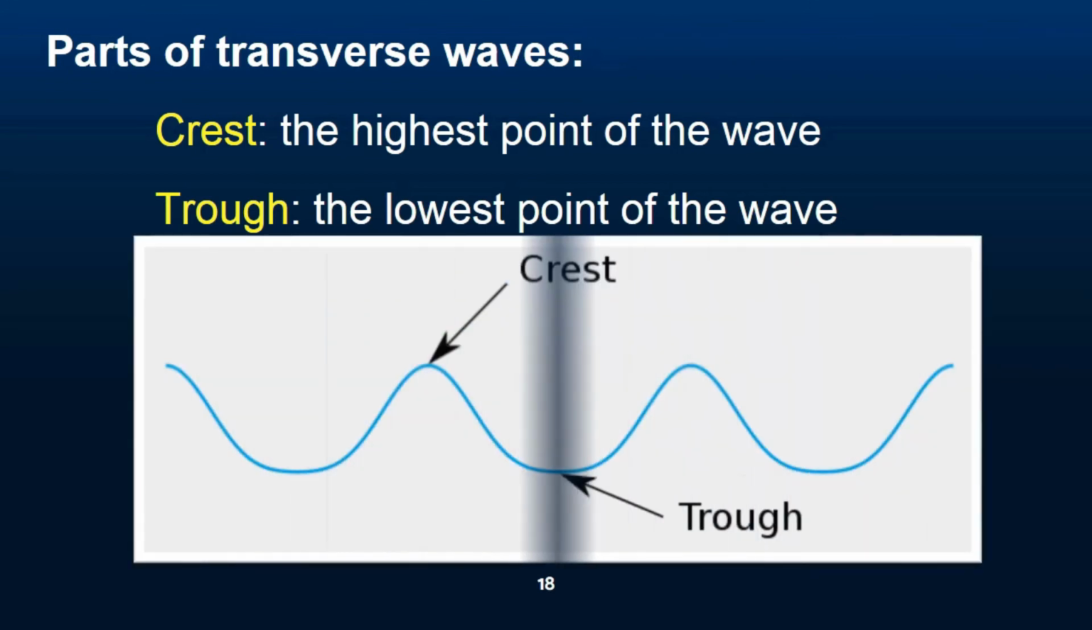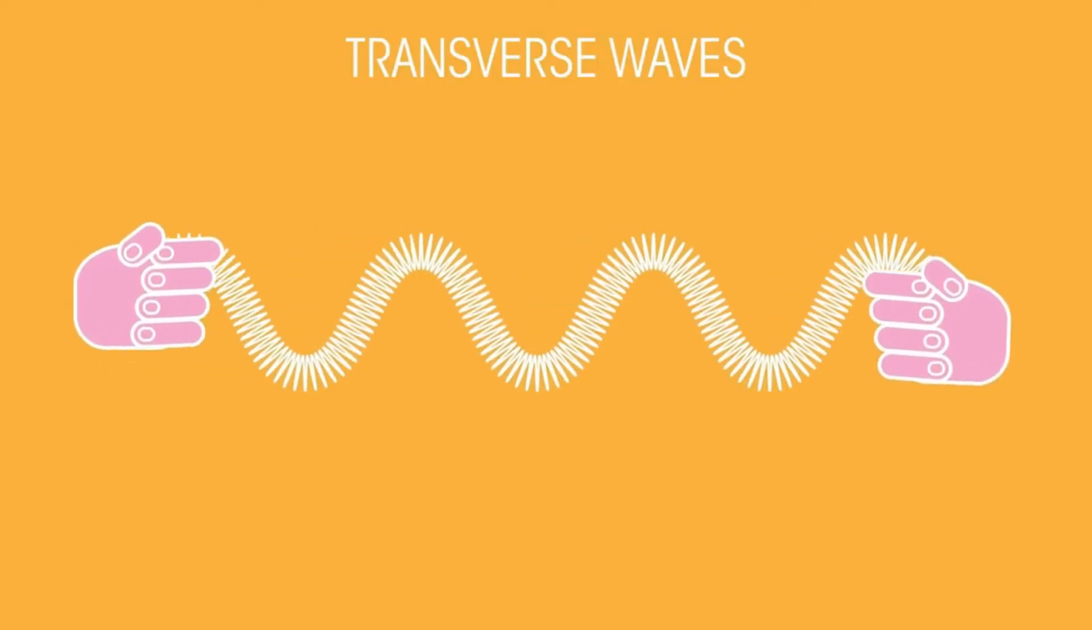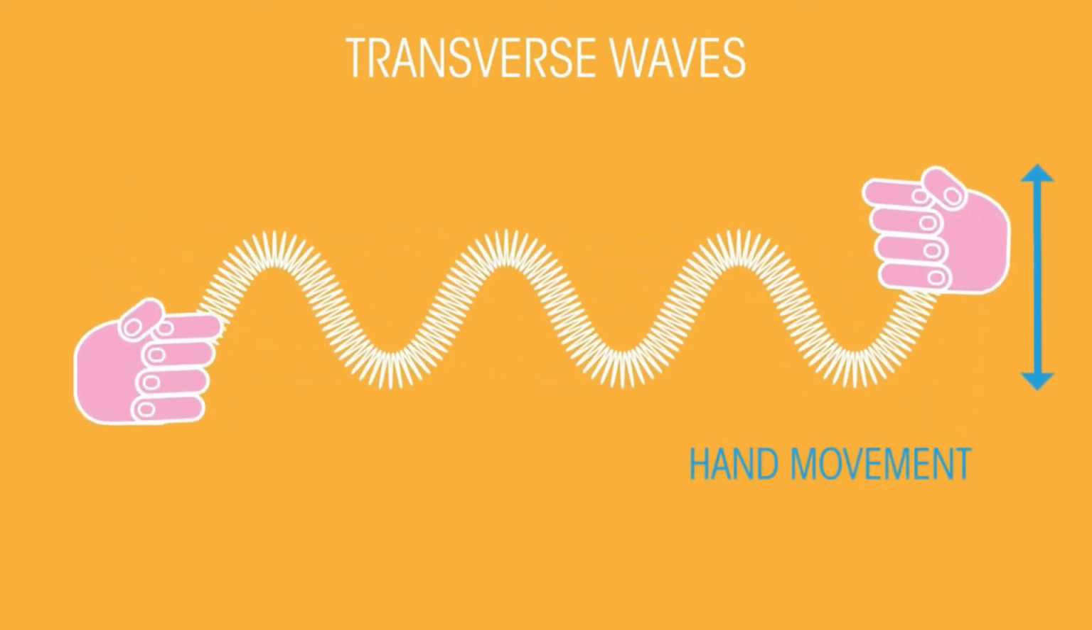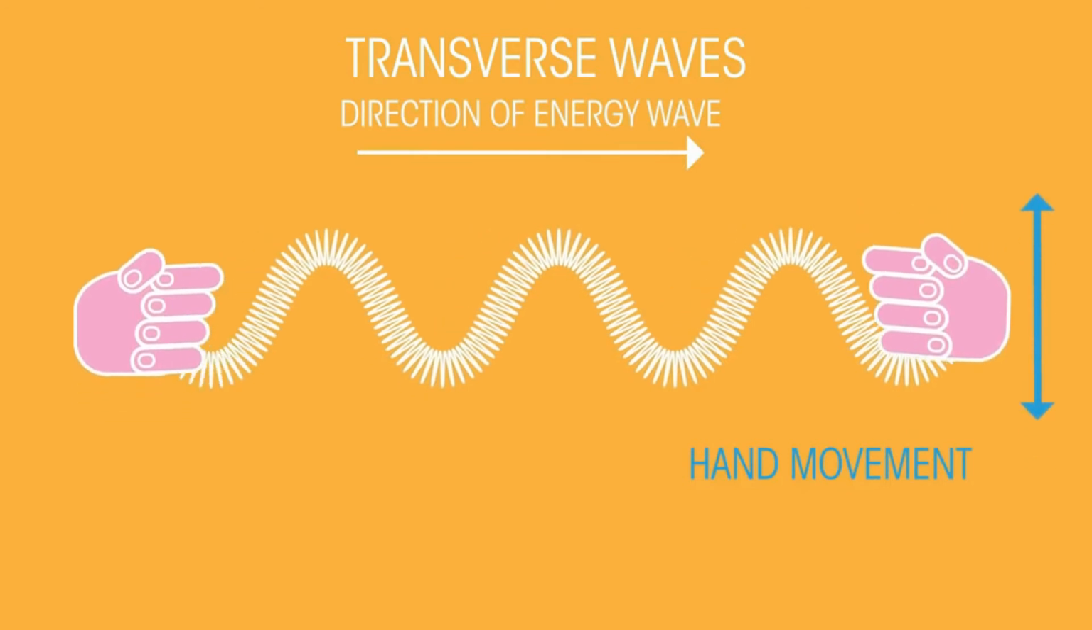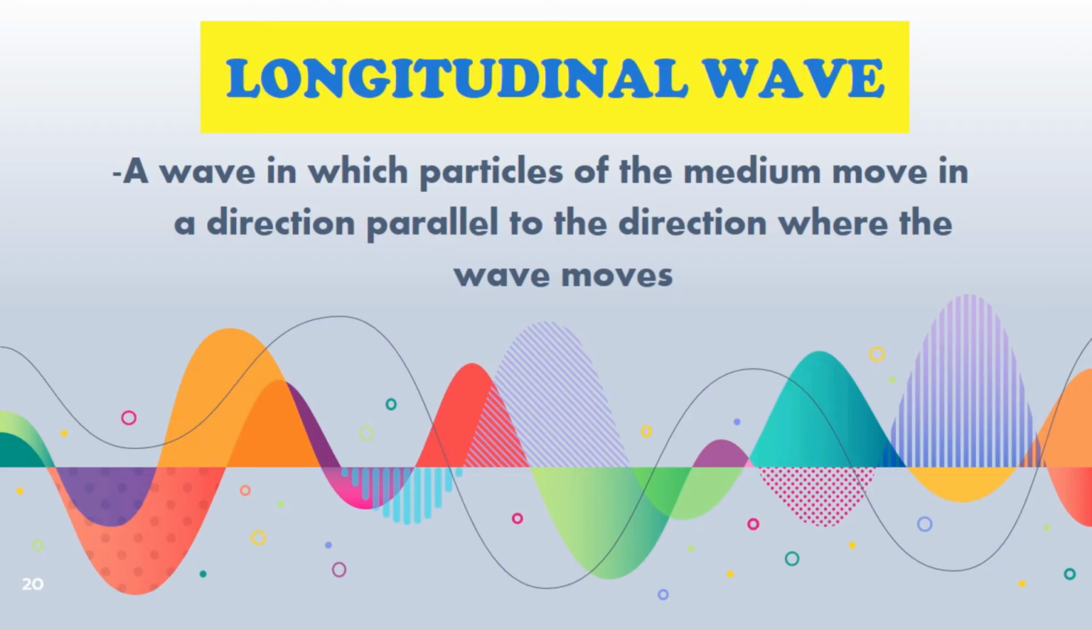Take a look at this picture. You can see here the crest and the trough. The hand moves up and down, as does the slinky, but the wave itself moves from left to right, so the particles vibrate at 90 degrees to the direction that the energy is moving. We consider this a transverse wave.